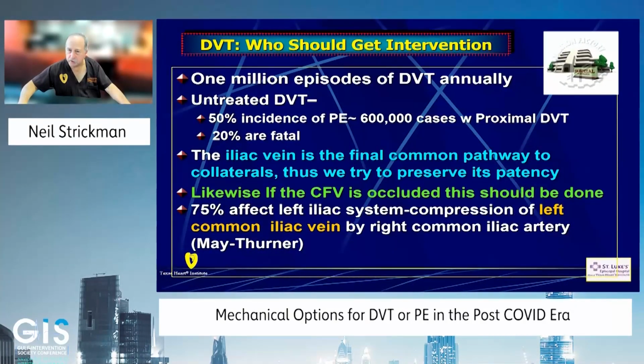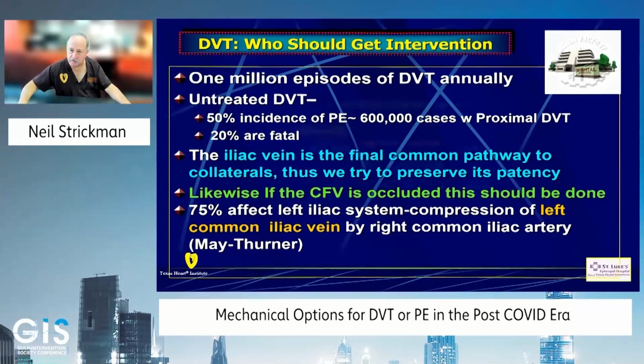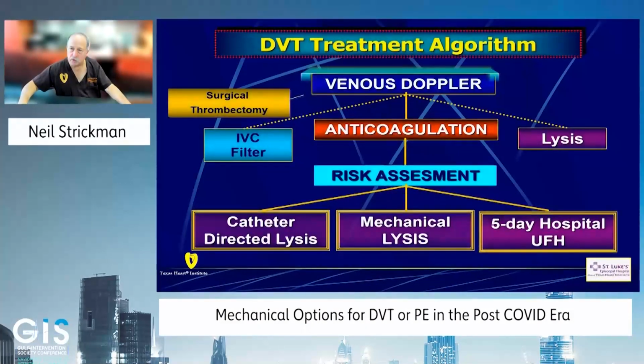So who should get intervention? There are 1 million episodes of DVT per year, and a 50% incidence of PE with proximal DVT if untreated, 20% of which can be fatal. The iliac vein is the final common pathway to collaterals, thus we need to preserve the patency of the iliac vein. Likewise, if the common femoral vein is occluded, this should also be addressed at the same time. Here is my treatment algorithm.